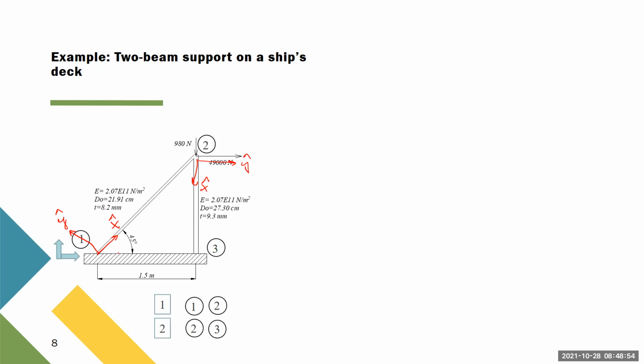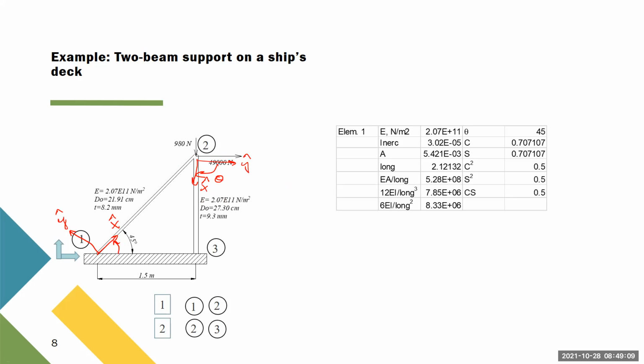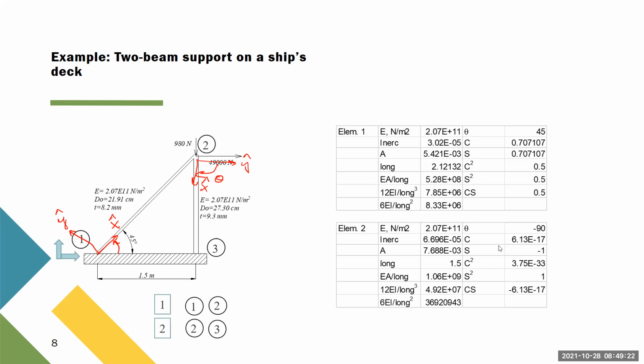Okay, so this is theta, and this is theta. You see that for the second element, theta is negative. Or you can go in this way, it's the same. Anyway, these are the properties. This is the angle, cosine and sine, because we need that and we need this to evaluate all of this. And this is for the second element.